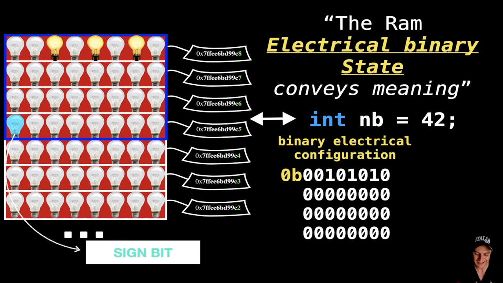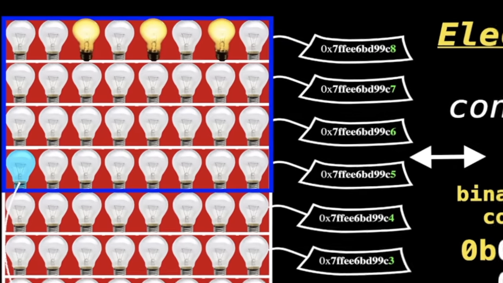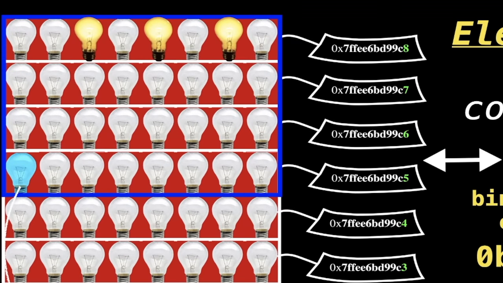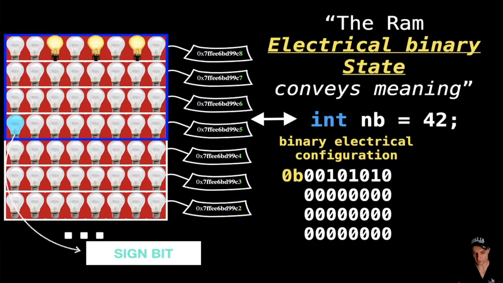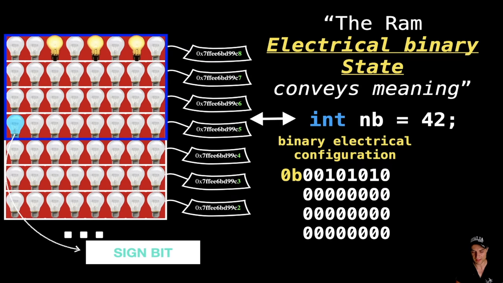So let's make a clear example. The RAM electrical binary state is conveying some meaning. In this case, I've declared a variable, which is MB, and I have assigned the value 42 to this variable. As you can see, the bits are tuned accordingly, right? Here I have 101010. This is indeed the binary configuration of the number 42. I hope you know how to translate from binary to decimal. If you don't know, just watch a video, it's very simple. So here I've written, in a space in memory at that specific address, the value 42.